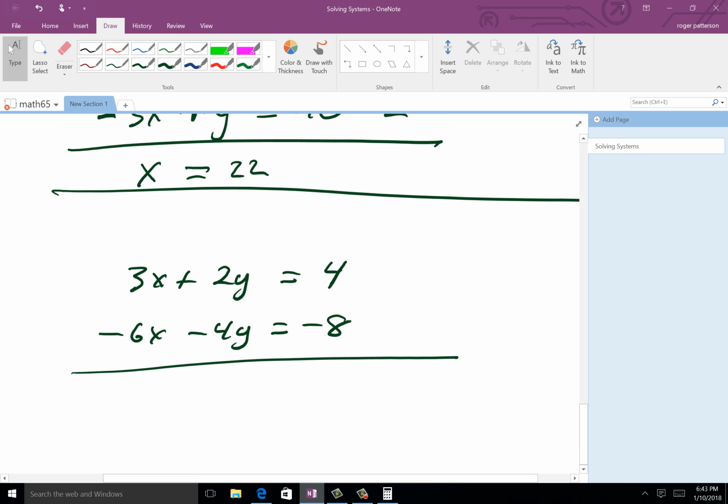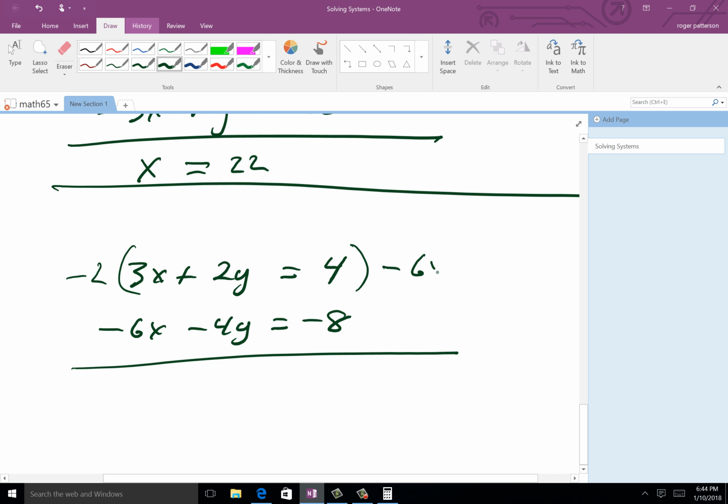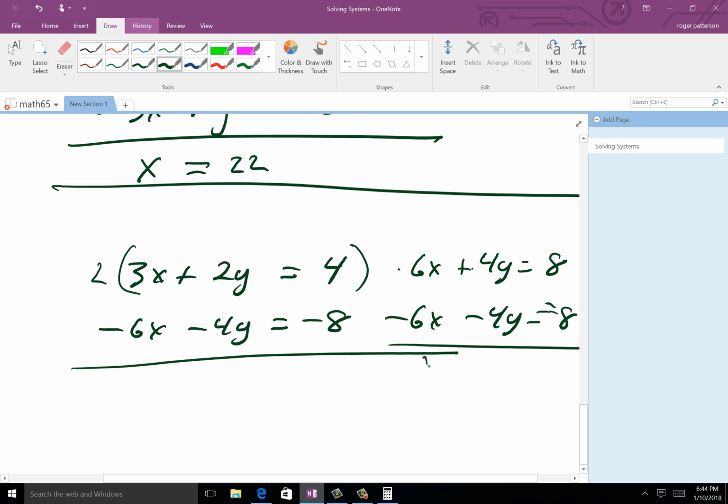What are we going to multiply the top equation by then? Negative 2, right? When we do that, I'm going to get negative 6x minus 4y equals negative 8, and you can see that that is the exact same thing that the bottom one is. So actually I don't need to multiply by negative 2. I can just multiply by 2. Now this gets 0, this is 0, and this is 0. So everything turns out to be 0. So then 0 equals 0.